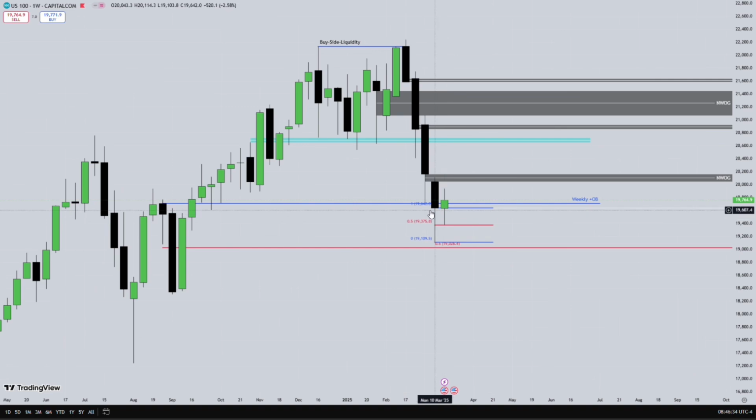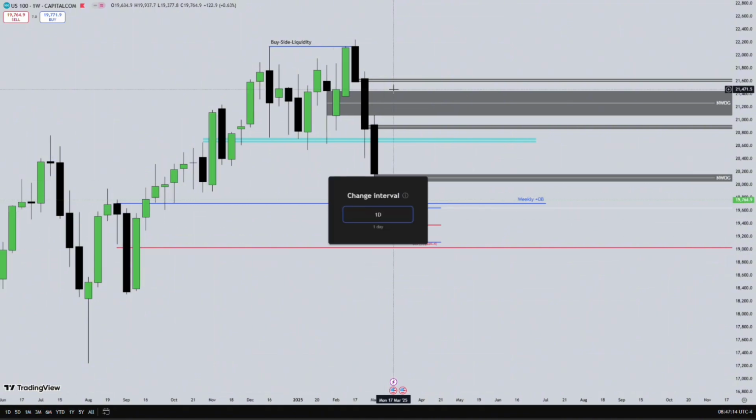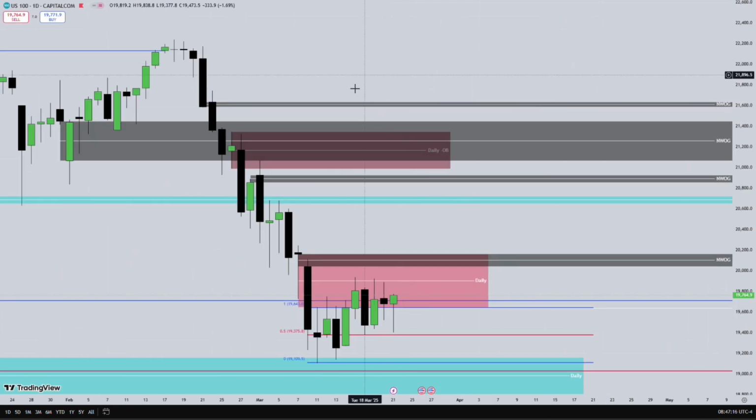You can see price traded down to it. This week it traded down to it and reacted very strongly off it, and it started to take off and go higher. And now we go one time frame lower to the daily chart.